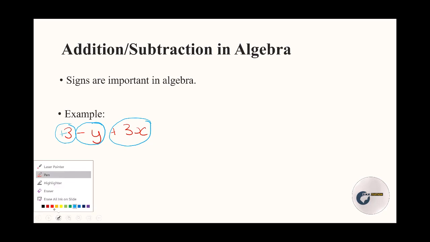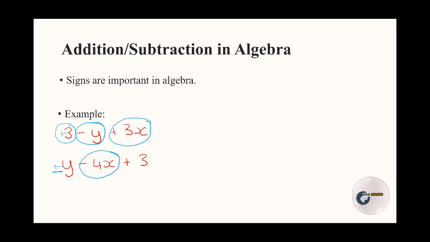Another example might be, what is y minus 4x plus 3? Again, same thing. We know that here, this is a positive. Here, we have a negative, so it's negative 4x, and this is plus 3.